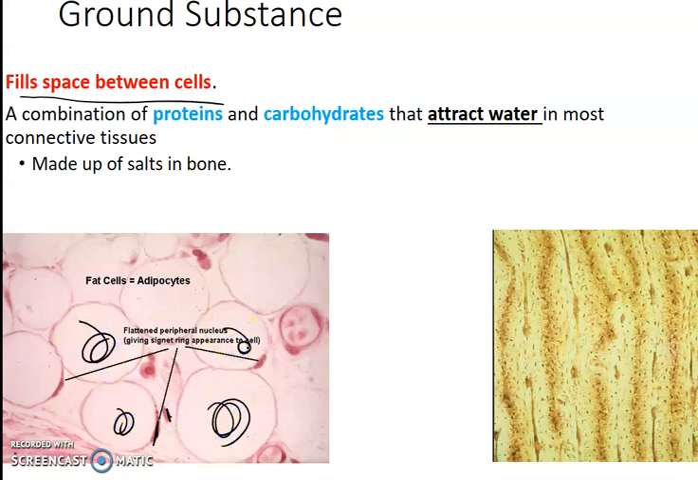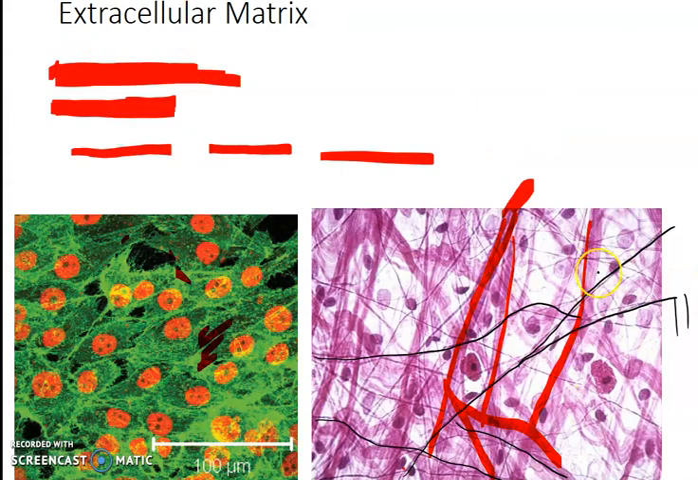In this case, it's a lipid droplet. Now here's bone. All these black dots are the cells. So this yellow right here, that would be the ground substance. That is some sort of calcium salt. Now in most of the connective tissues, it's a combination of protein and carbohydrates that attract water to it. So in this areolar connective tissue, the ground substance has polysaccharides and protein, and water is attracted.